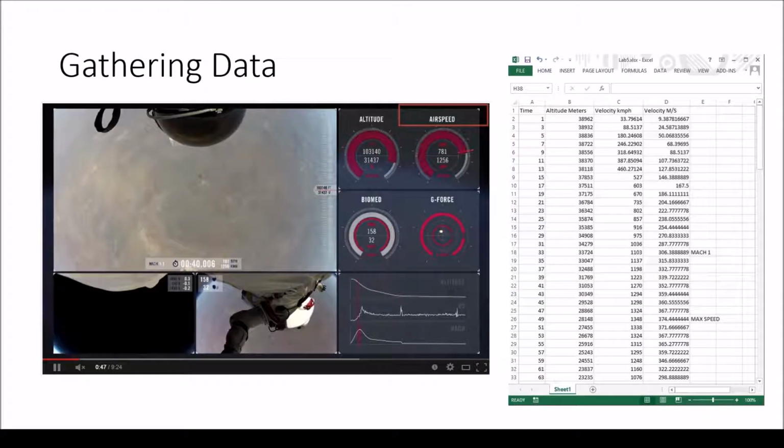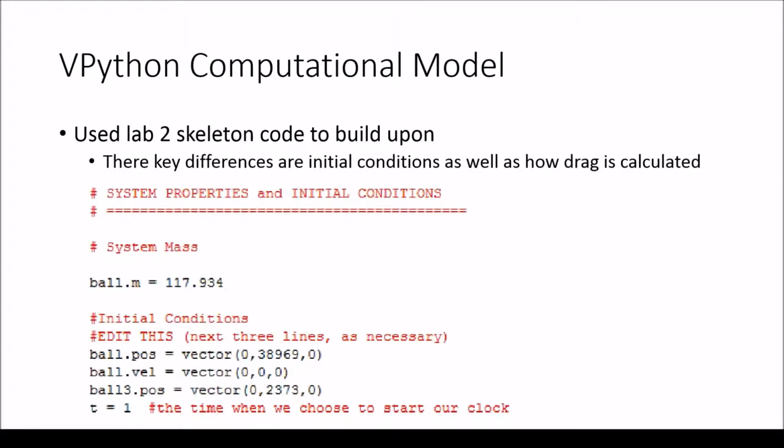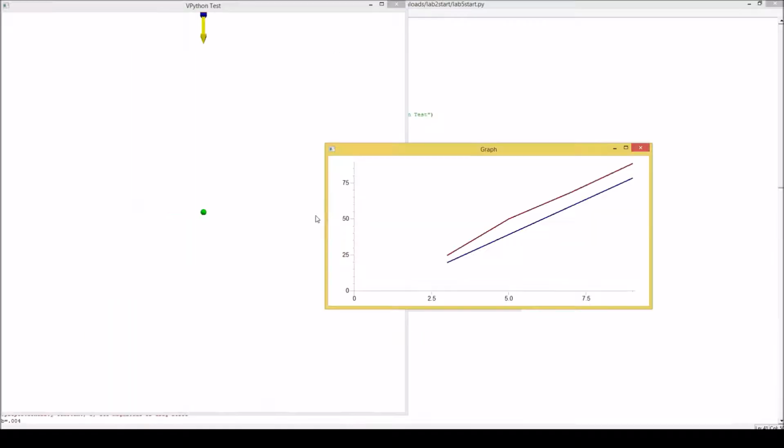I gathered my experimental data from a YouTube video that had the data concerning Felix's flight. I then exported this data to VPython in the form of a CSV file. To build my computational model, I built off of the Lab 2 skeleton code, altering initial conditions to mimic Felix's mass and initial altitude. I also changed how drag was calculated, although I will discuss this later.